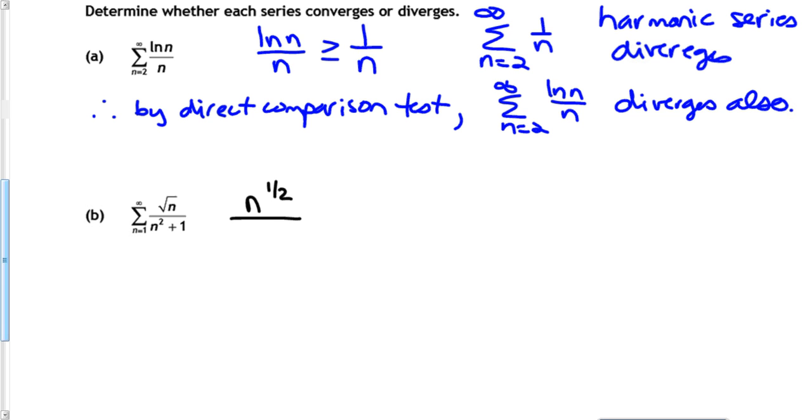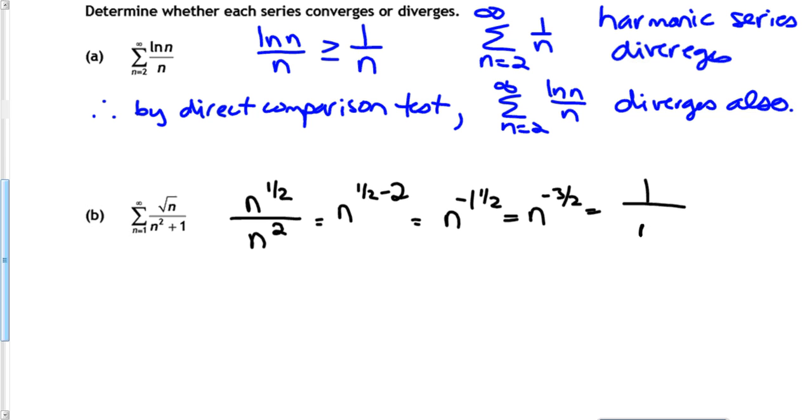I don't care about the constants because as n goes to infinity, my constants become negligible. They don't really matter. I hate to say that about the poor little constants, but they don't really matter. So if I just look at the big players, this is n to the 1/2 and this is an n squared. That's the same as n to the 1/2 minus 2, which is n to the negative 3/2, which is 1 over n to the 3/2. So that's what I want to compare it to.